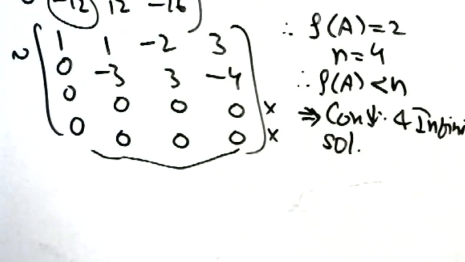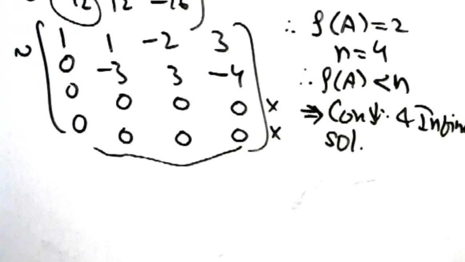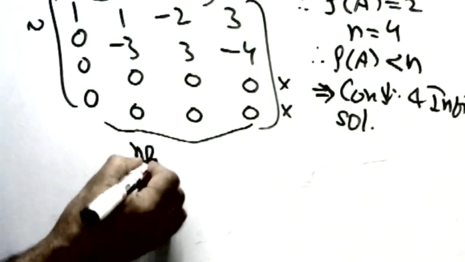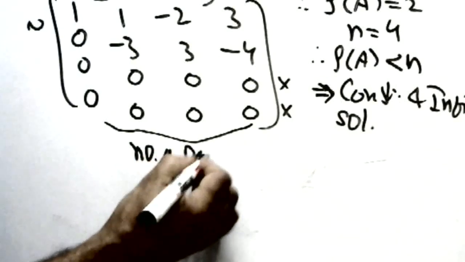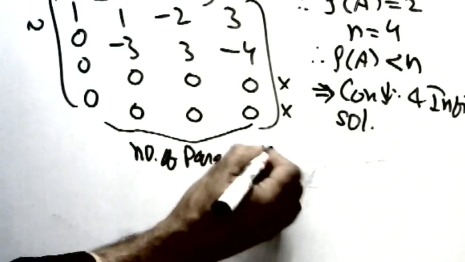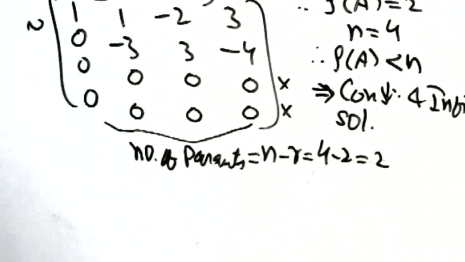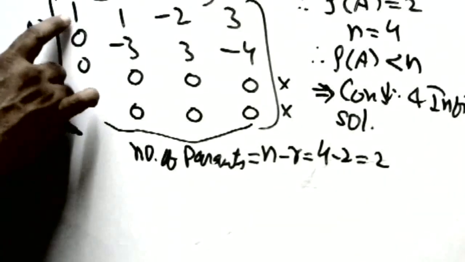Now how to find the infinite solutions? What is the parameter here? Number of parameters, I'll explain. What is the formula? n minus r, 4 minus 2, it will be 2. That means for two variables we have to suppose some parameters k1 and k2. I'll explain how to do it.